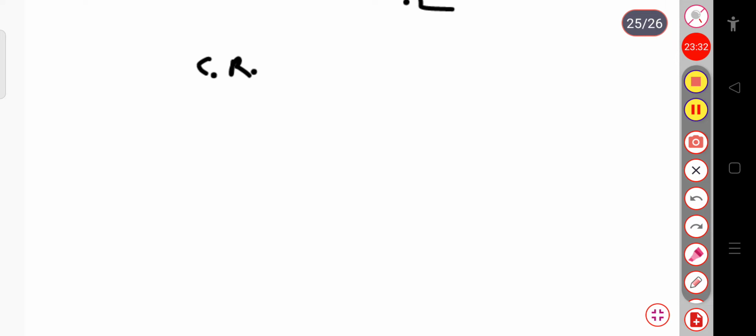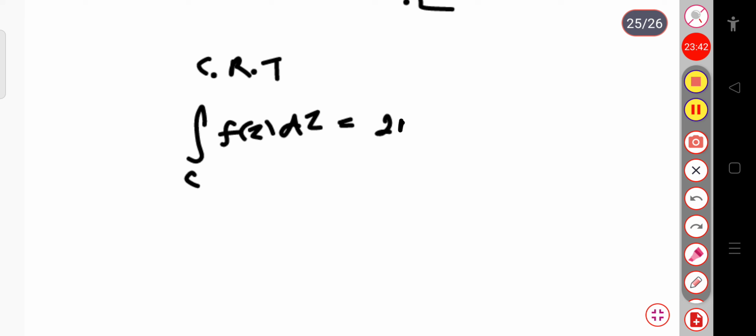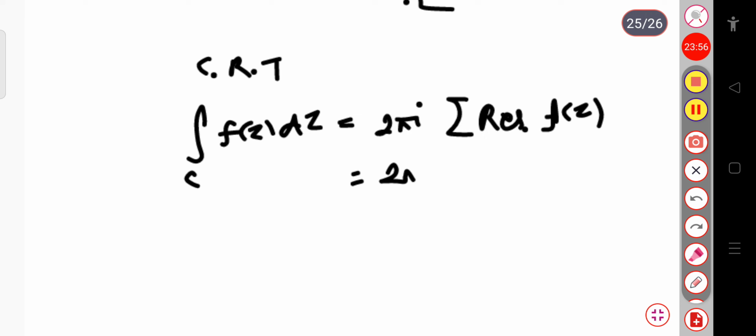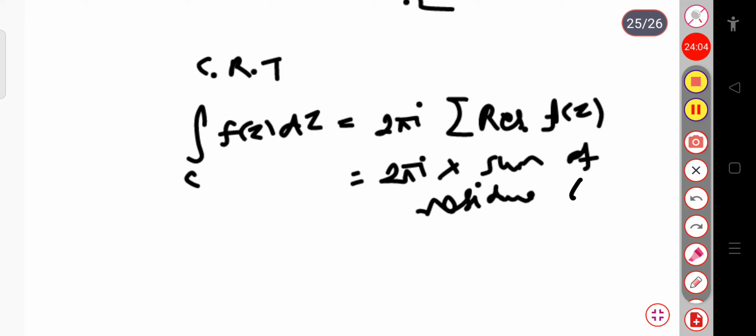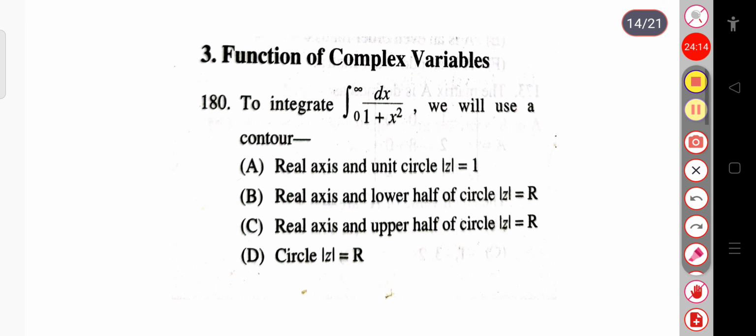Cauchy's residue theorem says the integration over the closed contour C of f of z dz is equal to 2 pi i times the sum of the residues of the function at all singularities. So no need to worry, we will solve some questions of this type in that part. This is Cauchy's residue theorem. So let us start with the first question.